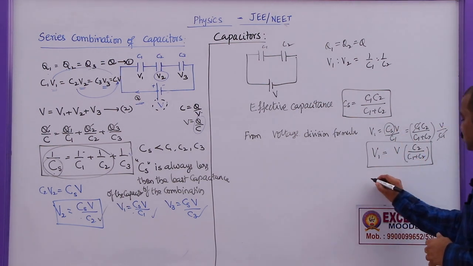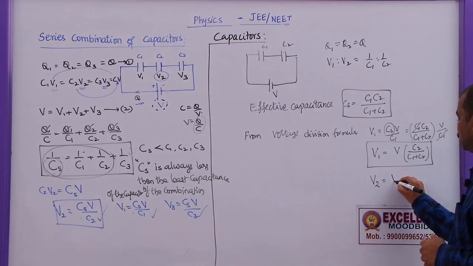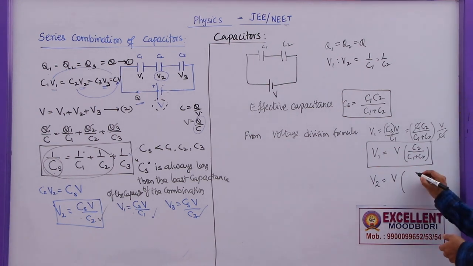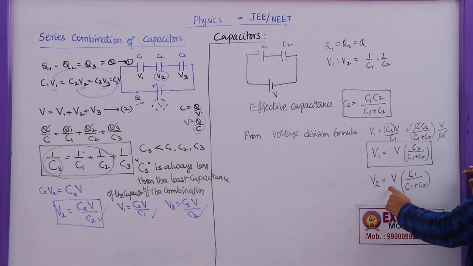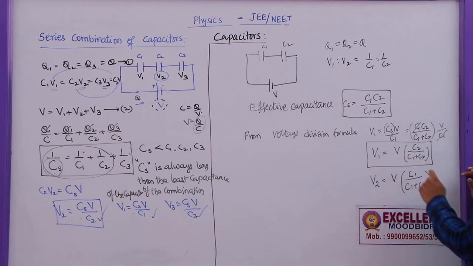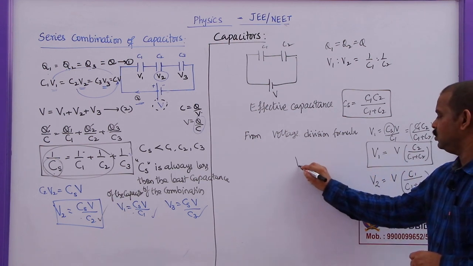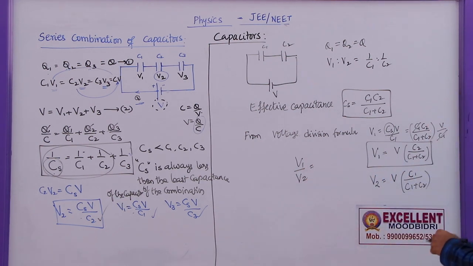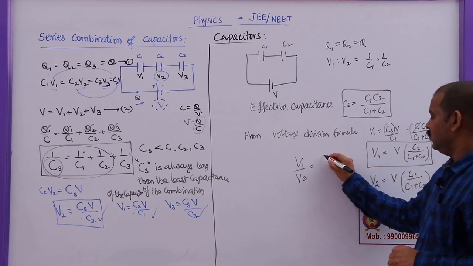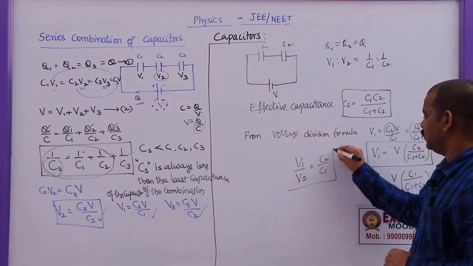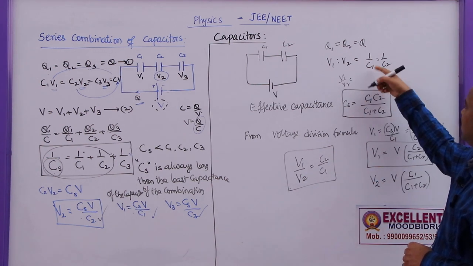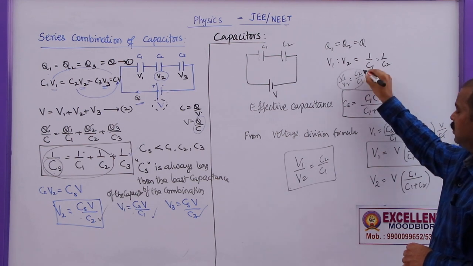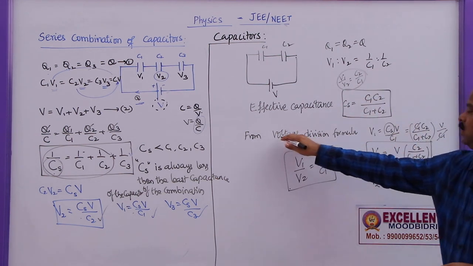Similarly, V2 can be written as the total potential applied into the capacitance of the other capacitor by C1 plus C2. You can see this is V1 and V2. If you divide these two, V and V get cancelled, the denominators get cancelled. What we can write is V1 by V2 is equal to C2 by C1. So, this is the expression that we got earlier: V1 by V2 is equal to 1 by C1 to 1 by C2, that is C2 by C1. The same expression I got by using this voltage division formula.